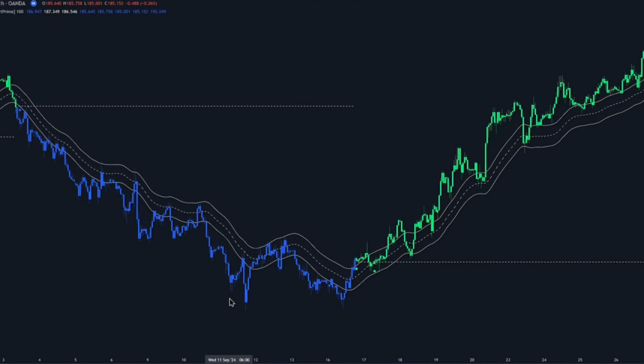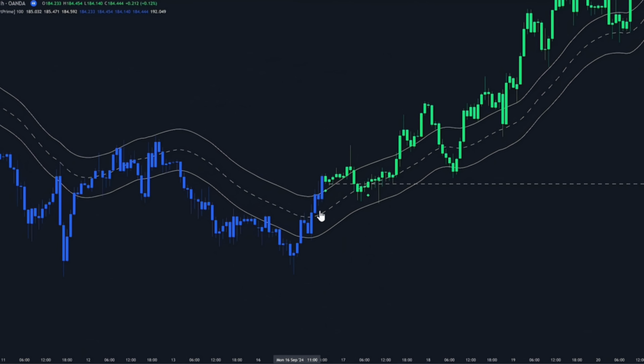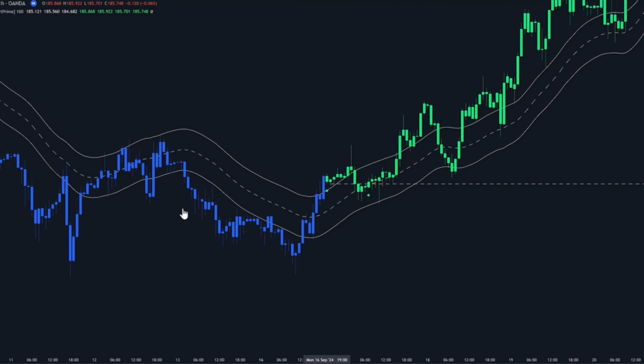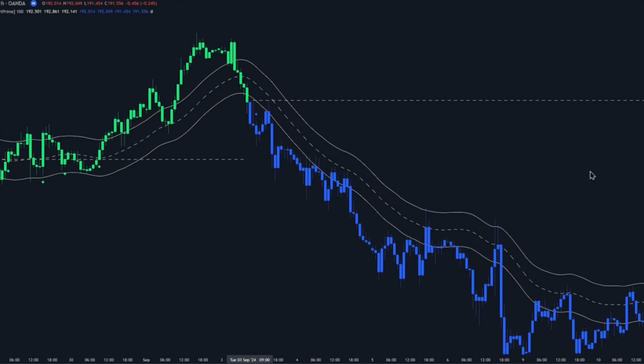The actual trigger for a trend shift happens when the price makes a confirmed break of the band. For an uptrend, that happens when the low of a candle closes above the top of the band. For a downtrend, it's when the high of a candle closes below the bottom of the band. But here's where it gets really interesting.